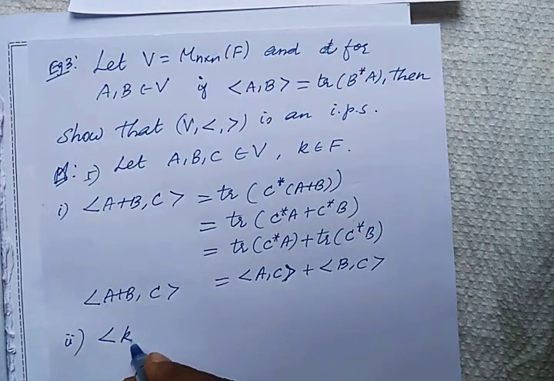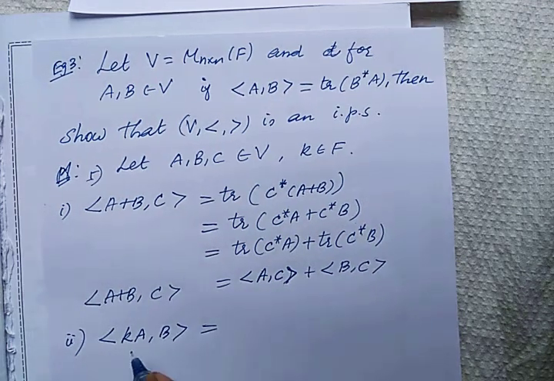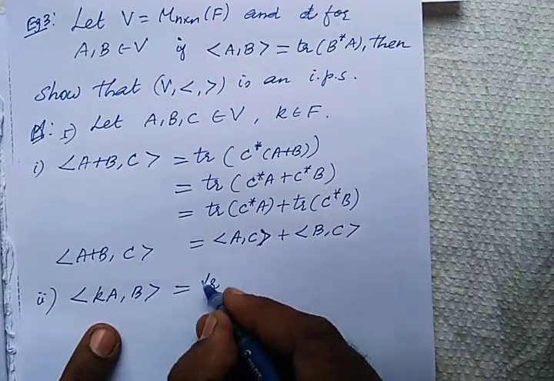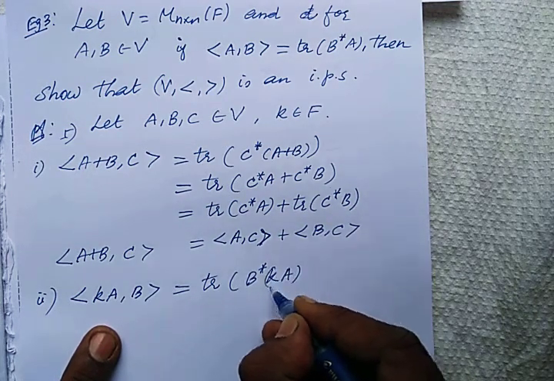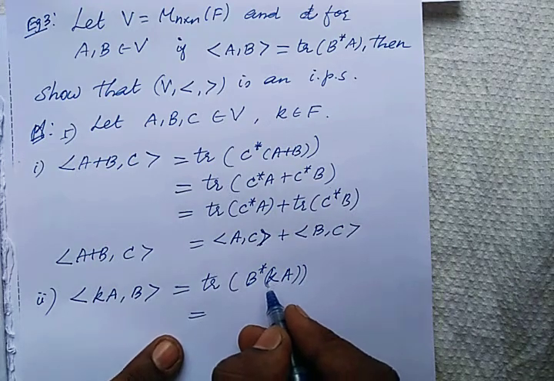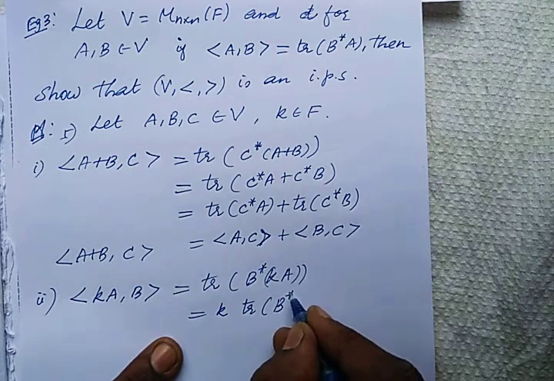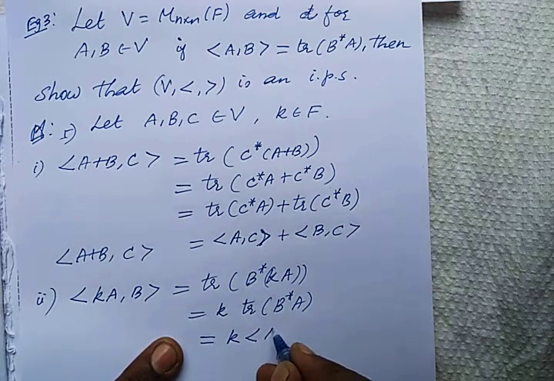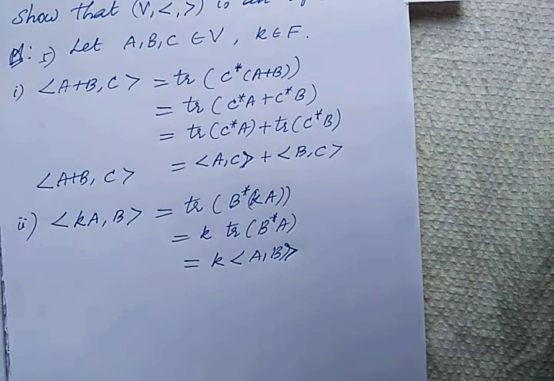Inner product of K times a matrix A comma B. This constant, the first component, should be taken out. By the definition, B star into KA. But K is just a number, and a number can be taken out. So this is equal to K times the inner product of A comma B. So the second condition also holds. Now we have to show the third condition.